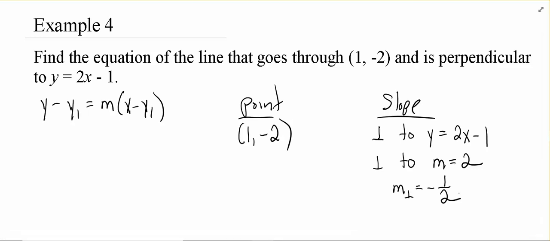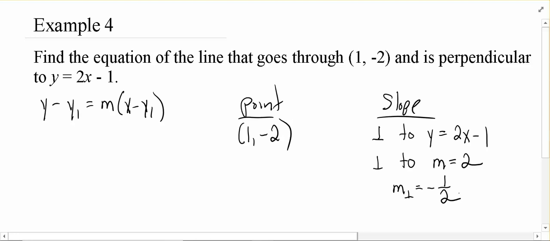I want to pause right here for a second to point out a couple ways that these problems can be a tiny bit trickier. Or maybe not even trickier, but it's different, I should say. You will be asked about parallel lines, so that if this problem, instead of saying perpendicular, had said parallel, then our slope would be 2, because that was the slope we want to be parallel to.